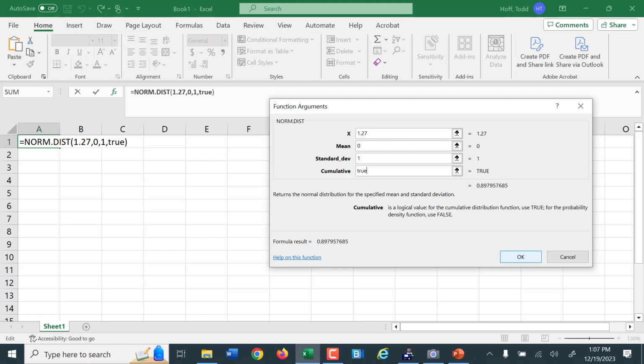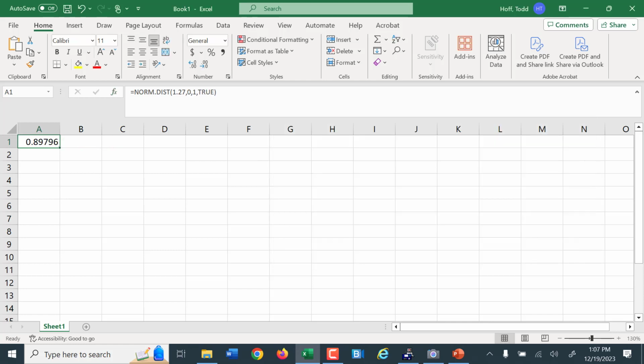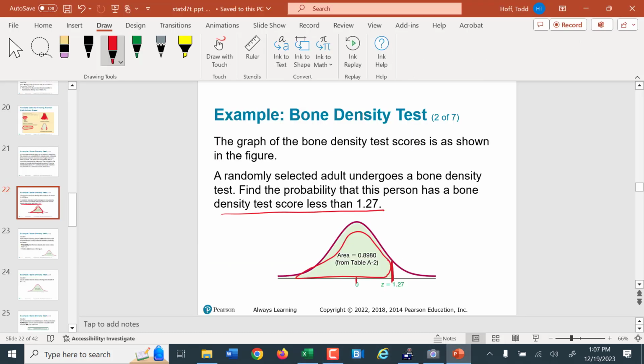Remember, binomial distribution, false meant we were looking for a single value, true meant we were looking for less than or equal to that value. Well, for a normal distribution, being exactly equal to a value doesn't make any sense. We're always looking for a range, so the cumulative will always be true. We get 0.89796 is that probability. They round it to 0.8980.